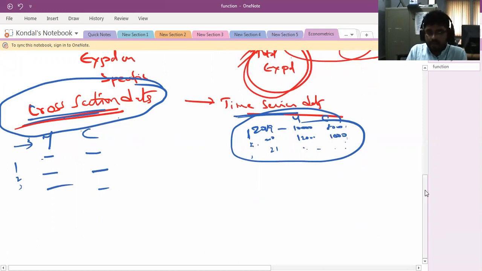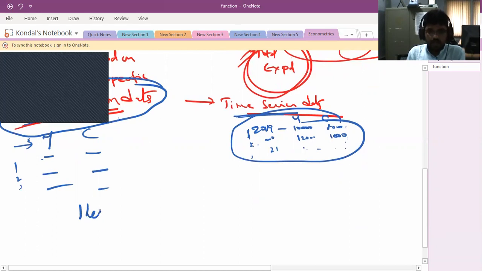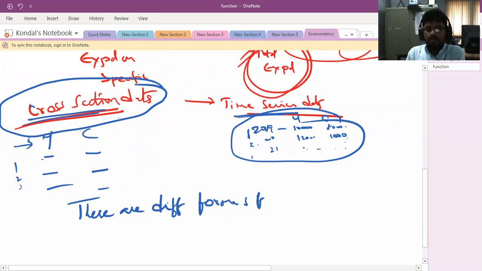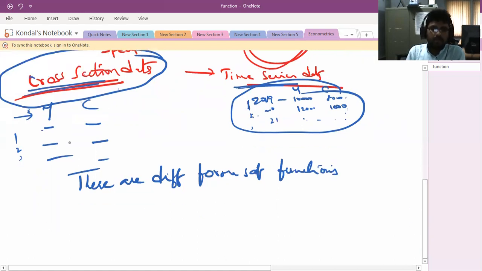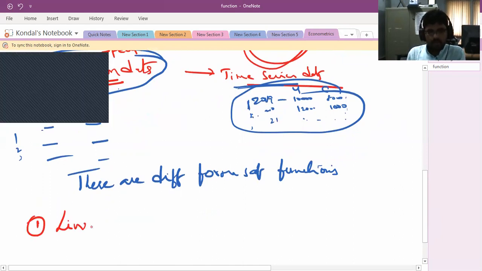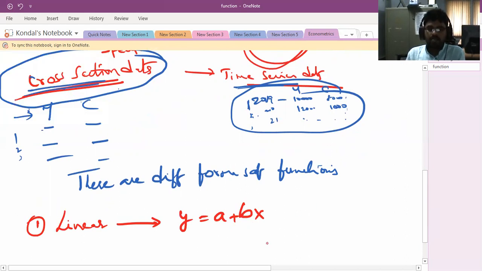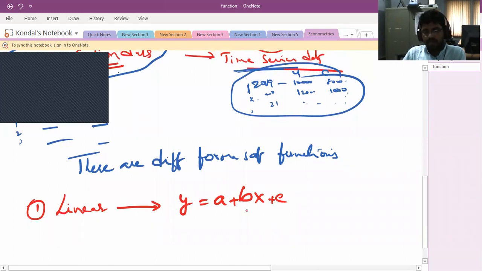So there are different forms of functions. First one, linear function, that is y is equal to a plus bx. Mathematically we can write it so, and when you add an error term, it becomes an econometric model.